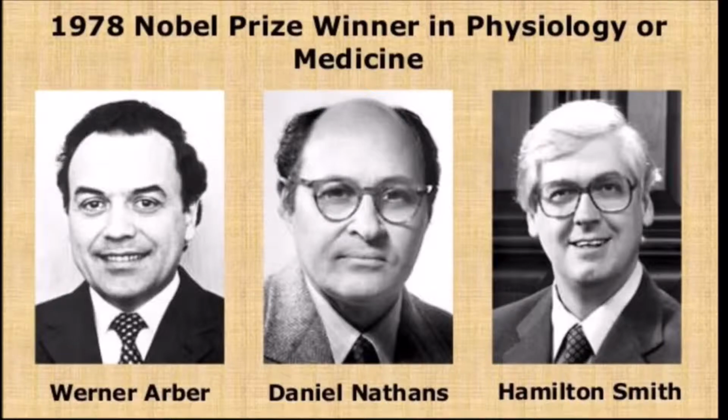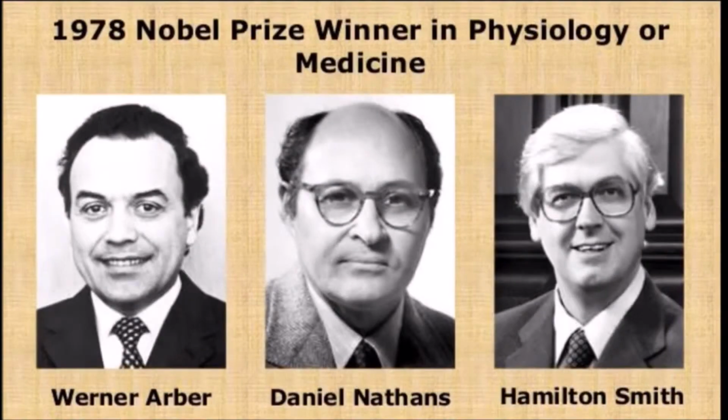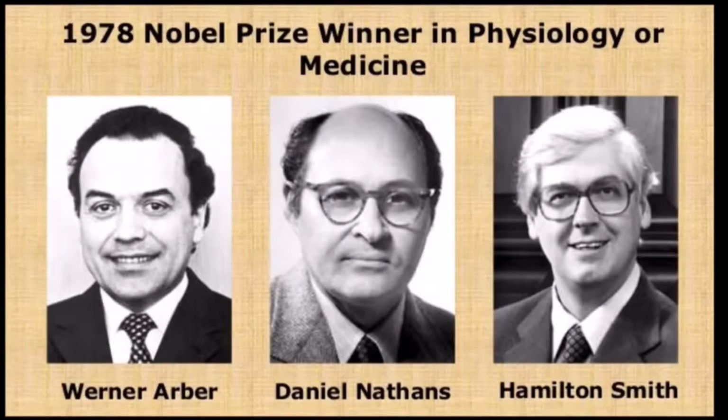Today, scientists recognize three categories of restriction enzyme. Type 1 recognizes specific DNA sequences but makes its cut at seemingly random sites that can be as far as 1,000 base pairs away from the recognition site. Type 2 recognizes and cuts directly within the recognition site. Type 3 recognizes specific sequences but makes its cut at a different specific location, usually within 25 base pairs of the recognition site.